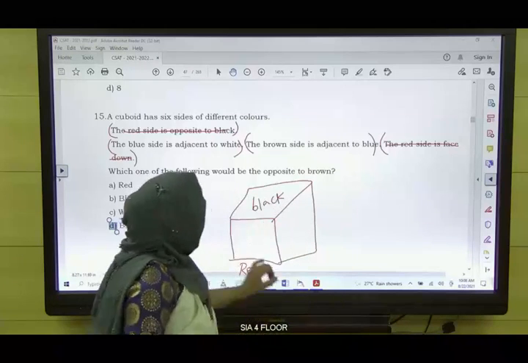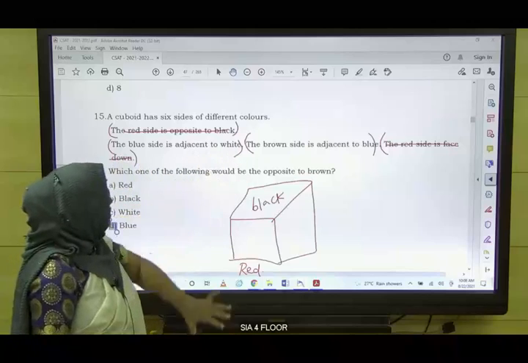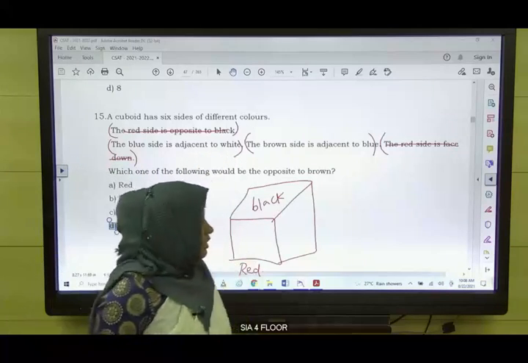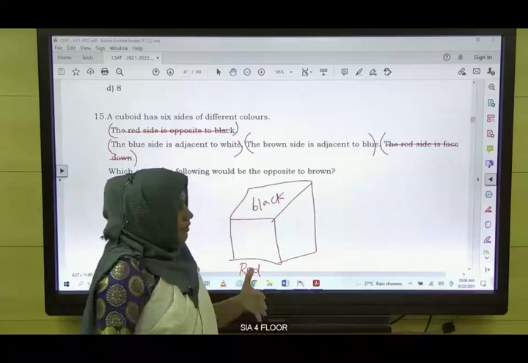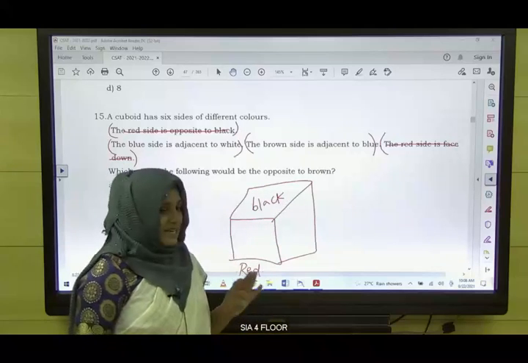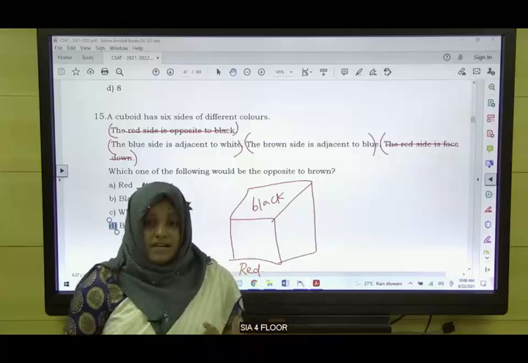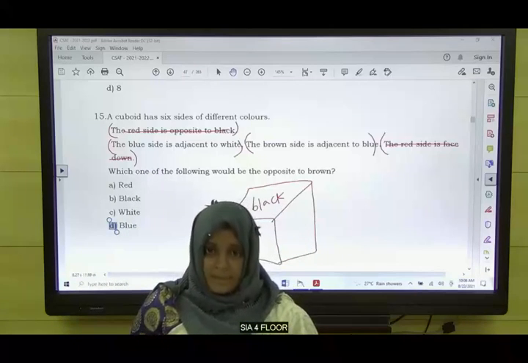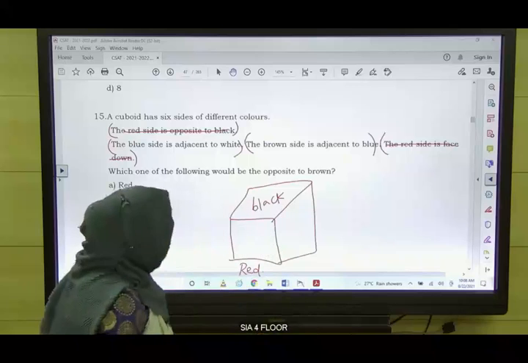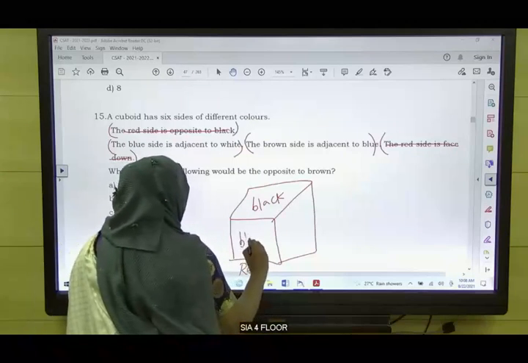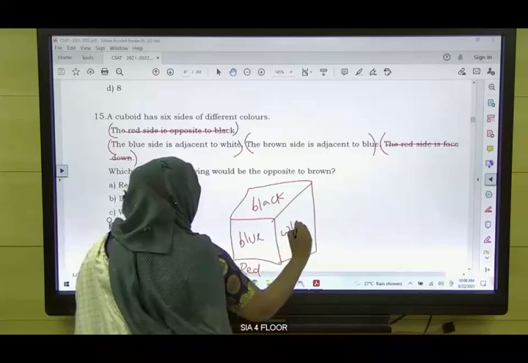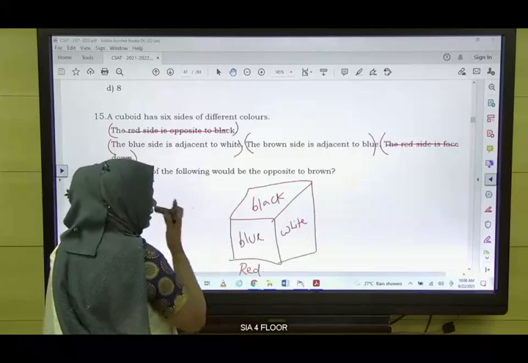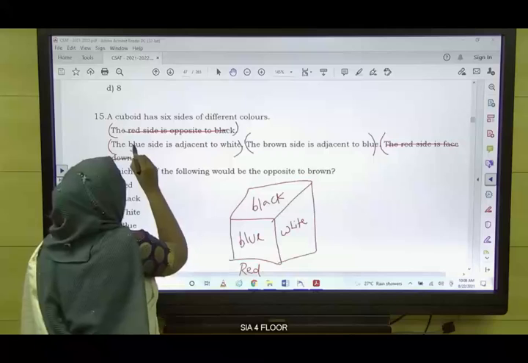Okay. Next, blue is adjacent to white. Adjacent to white, blue and white are attached. They should be connected. There are 4 sides empty now: front, back, right, left. Which side can I fill these 2? Any 2 sides you can select. That doesn't matter. So I select blue at the front, white at the side. But anyway, you can write white here, blue here, however you like. That is not going to change the answer.